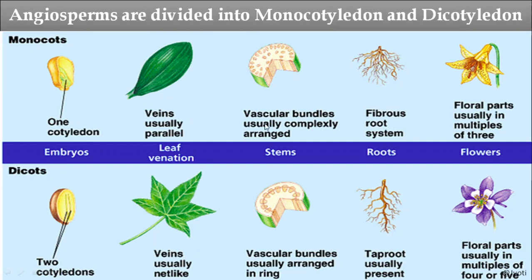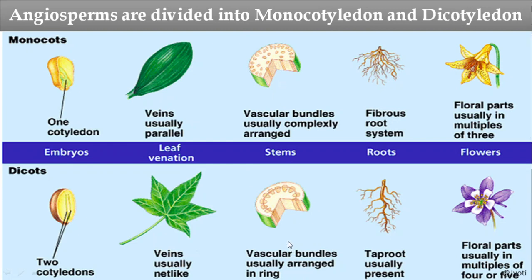Now next, come to the anatomy. What is the difference in their anatomy? You might have studied in class 9th the vascular tissue, that is xylem and phloem. They are present in a bundle that is called a vascular bundle. In a monocot plant, in the stem, the vascular bundles are scattered. There is no specific arrangement. But in a dicot plant, the vascular bundles are always arranged in a ring.